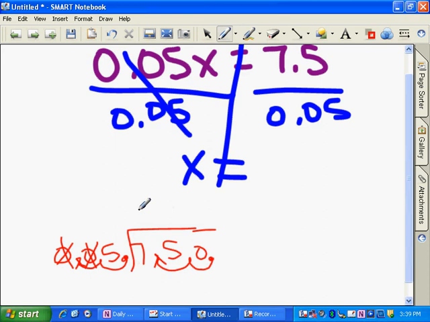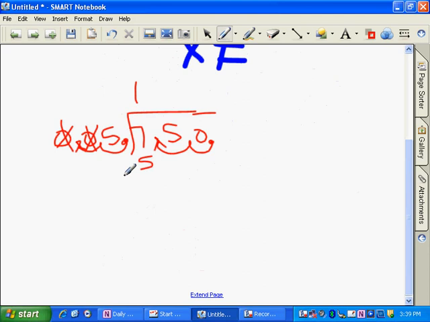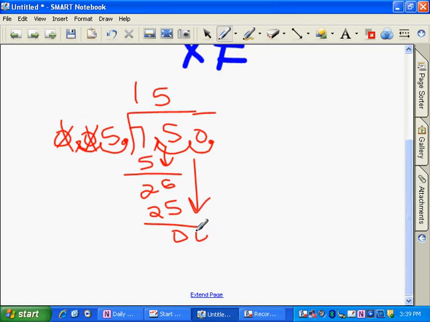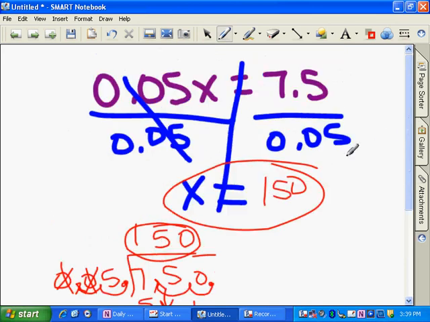And I end up with 5 going into 7 one time. I subtract, I get 2. Bring down my 5. It goes in 5 times. I get a 0, bring down this 0, and it goes in 0 times. So my answer is 150. This means x is equal to 150.